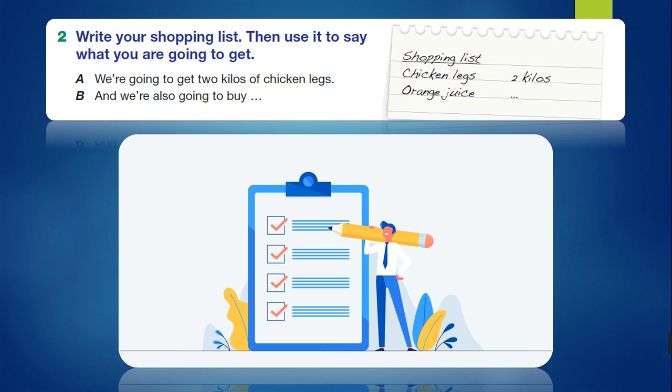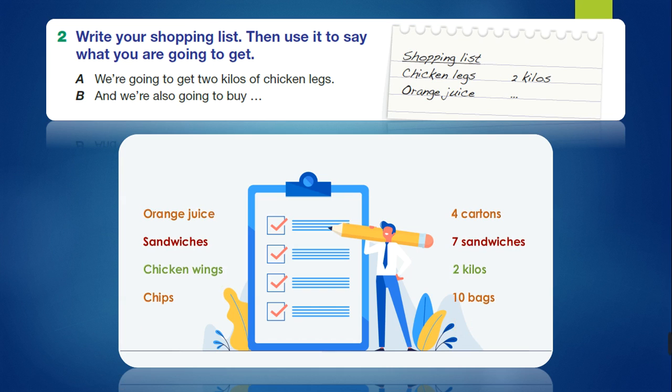Write your shopping list, then use it to say what you are going to get. A and B. A. We are going to get 2 kilos of chicken legs. This is the shopping list. And we are also going to buy. Let's try using we are going to buy. Excellent. 4 cartons of oranges. What about sandwiches? We are going to buy 7 sandwiches. We are going to buy 2 kilos of chicken wings. And we are going to buy 10 bags of chips. Try to write your own shopping list and use this phrase, we are going to buy something.